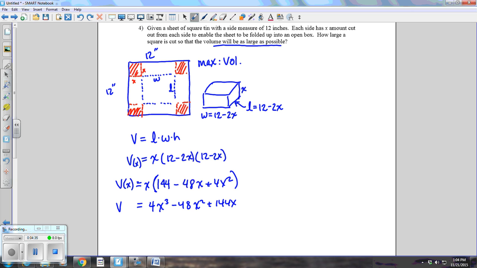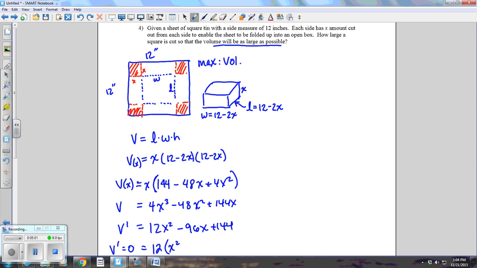And by doing this, I've made a nice, easy polynomial to take a derivative of. So our derivative is 12x squared minus 96x plus 144. And when I set that derivative equal to 0, it looks like we have a factor of 12 in there.